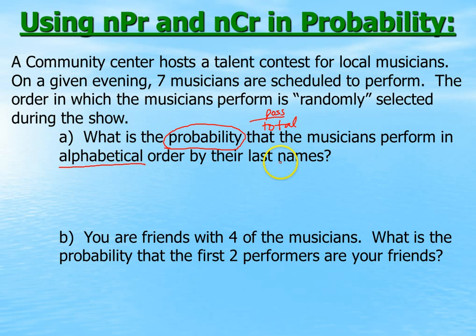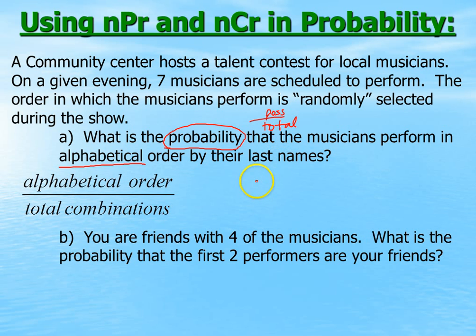So my possible is that alphabetical order. How many ways can they be in alphabetical order? And again, what goes on bottom? The total. Okay, well, how many ways? If I have 7 musicians, how many different orders can I put them in alphabetically? There's only one way to order people alphabetically. Okay, so our top is just going to be 1. There's one way to do that.